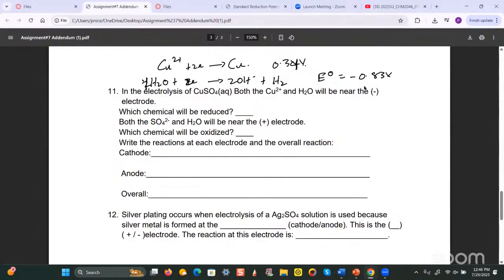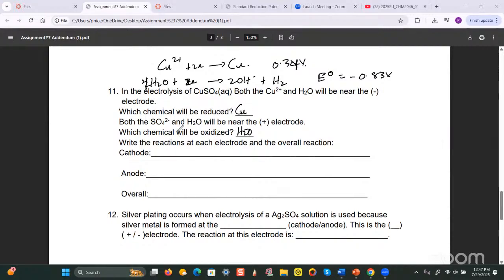So which one is more likely to occur at the cathode? Which of these two reduction reactions? Exactly. So you're going to have Cu reduced at the cathode. And then as far as the sulfate and water is concerned, we did that already. So this is just basically repeating what we saw earlier. And if I remember correctly, it's water that will undergo oxidation, right? So let me put H2O here.